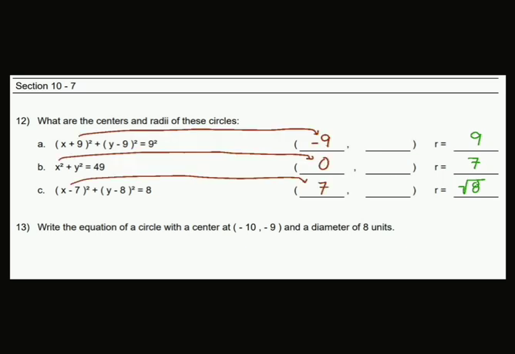We're going to try to figure out what is subtracted from the x's so we can find the x value of the center. So x plus 9, when we remove it out of the parentheses, becomes negative 9. When there's nothing there at all, we call that 0. And x minus 7 is positive 7.